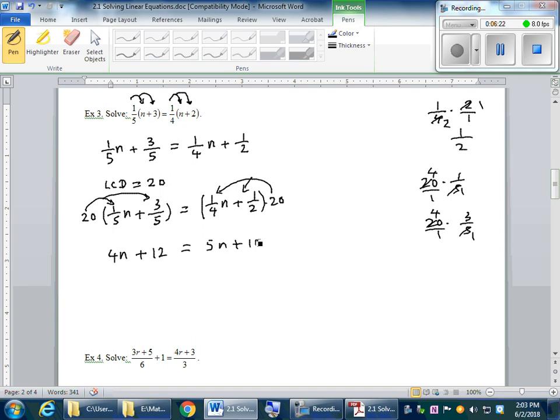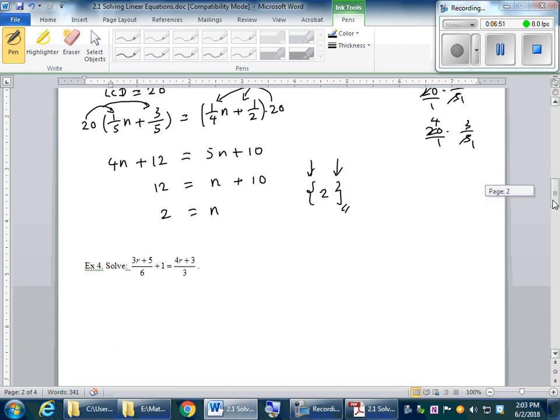So now, like in the previous example, we're going to isolate the variable by itself. Subtracting 4n from both sides will give me n plus 10. And then subtracting 10 from both sides will give me 2. So therefore, my answer is 2. Make sure you write it in set notation. These braces are basically called open set and close set.